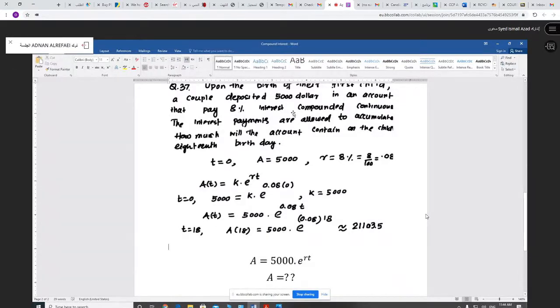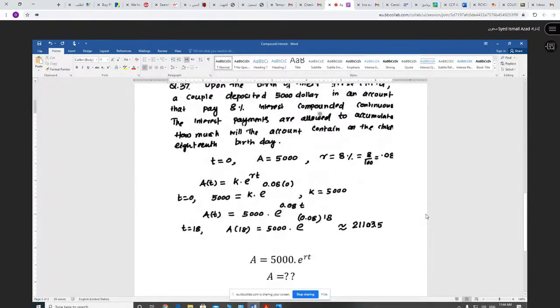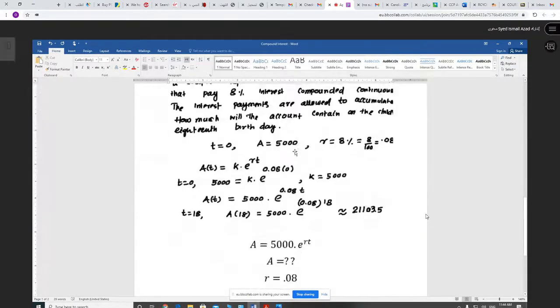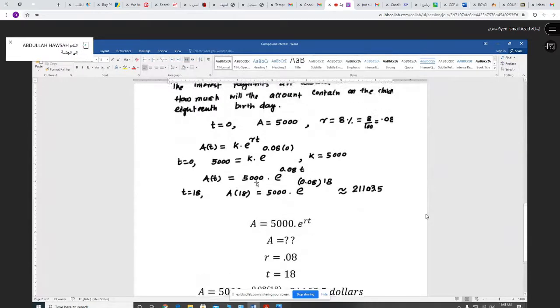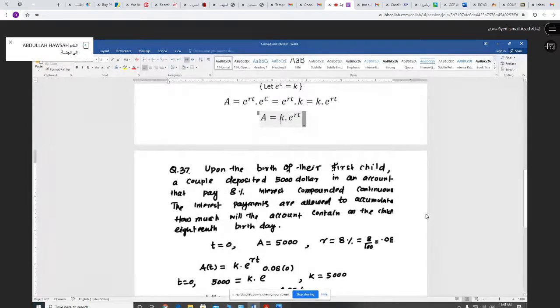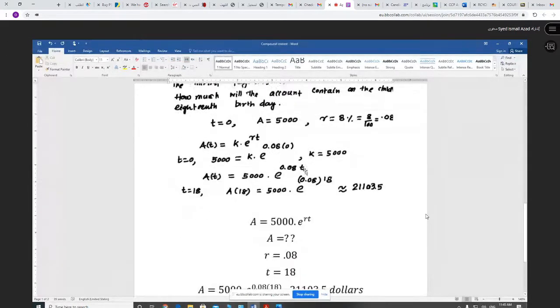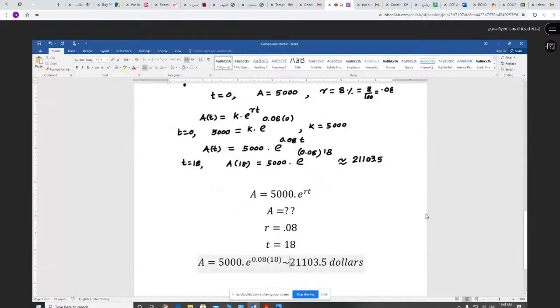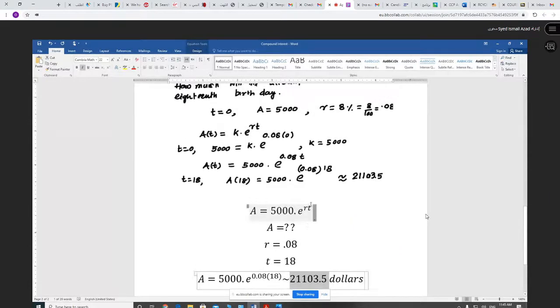So what we see is that when they deposited $5,000 in the account, and the interest rate is 8%, compounded continuously, then by using this formula A equals K e power RT, this is the amount we get after 18 years inside the account. This is the amount they will have: $21,103.5.